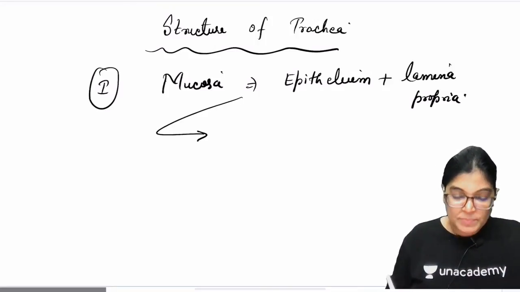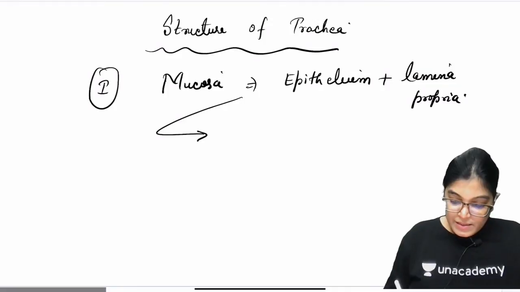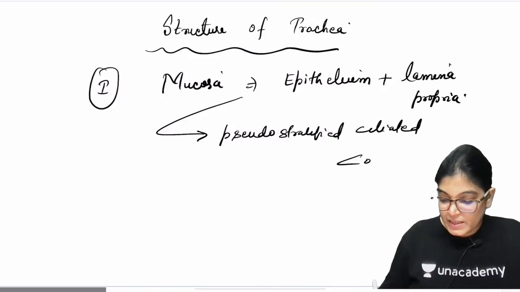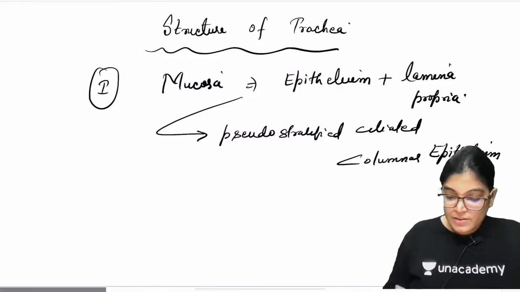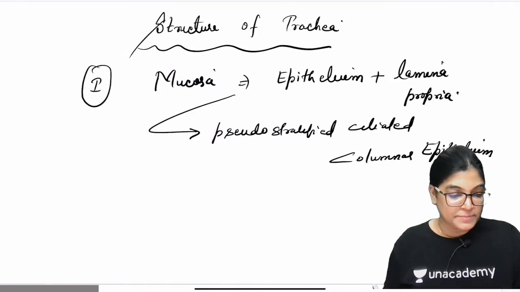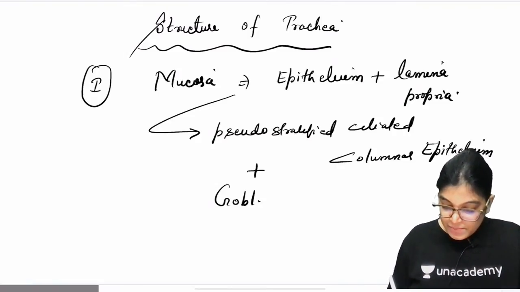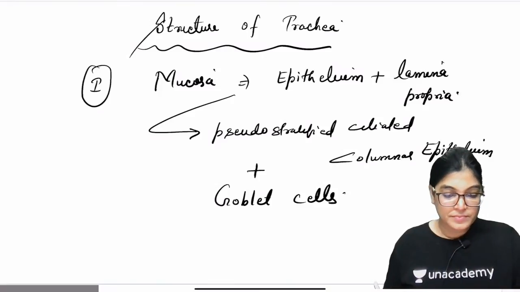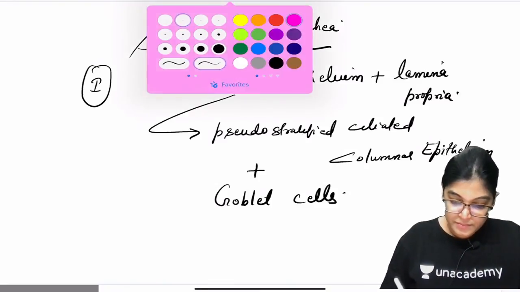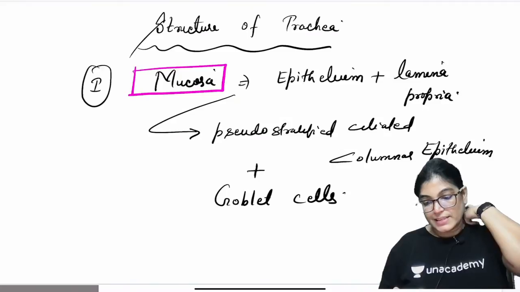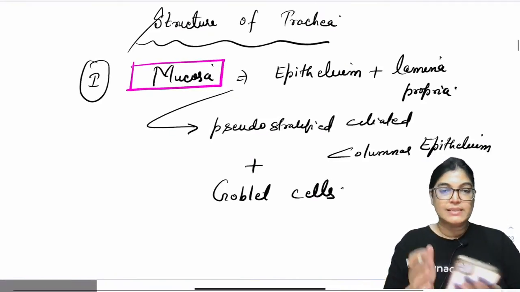What is the type of epithelium? It is made of pseudo stratified ciliated columnar epithelium, plus the goblet cells. Mucosa will have epithelium plus lamina propria, pseudo stratified ciliated columnar epithelium plus the goblet cells.